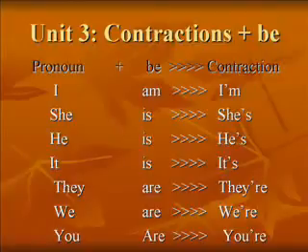Another important point to remember is that we place the apostrophe where we remove a letter. For example, in I am, we have removed the letter A. So we place the apostrophe there at the place of A. Likewise, she is is contracted into she's. So we removed I in she is, and there we placed the apostrophe. Always remember that we place the apostrophe where we remove a letter.